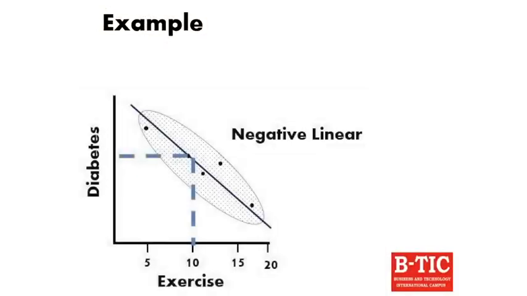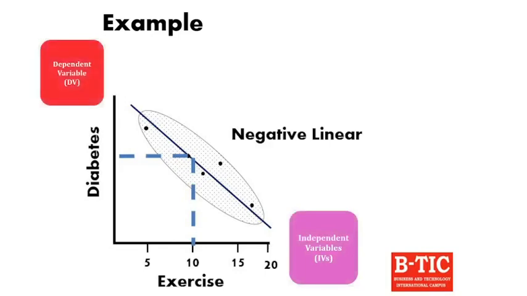Now let's have a look at some examples of this relationship. I'm taking the same conceptual framework, diabetes, with the IVs. Now I'm making exercise, the IV, the x-axis, and the dependent variable diabetes the y-axis, and that is how you usually do it. Your IVs are on the x-axis and the DV is on the y-axis.